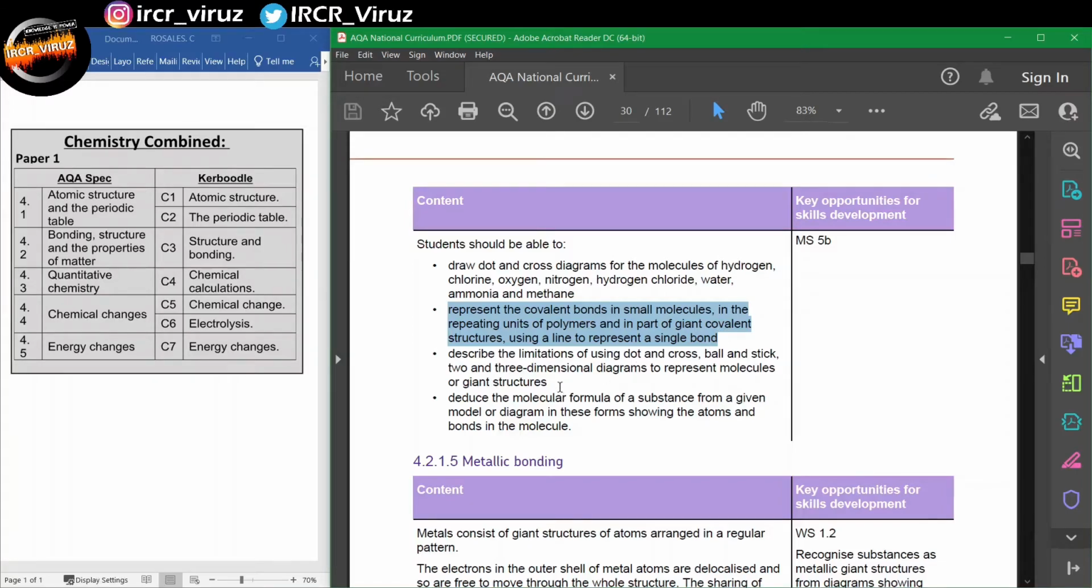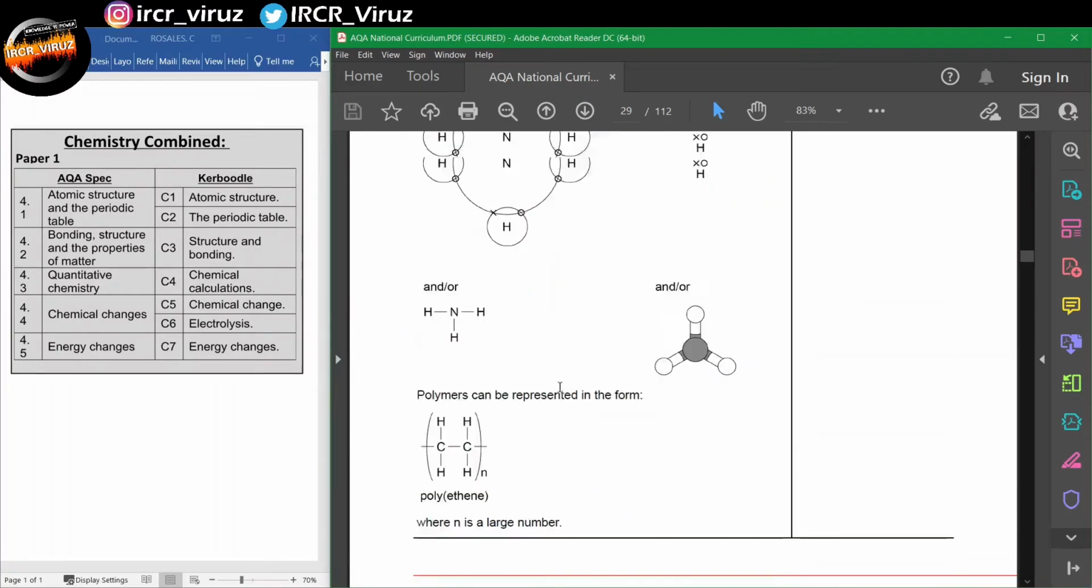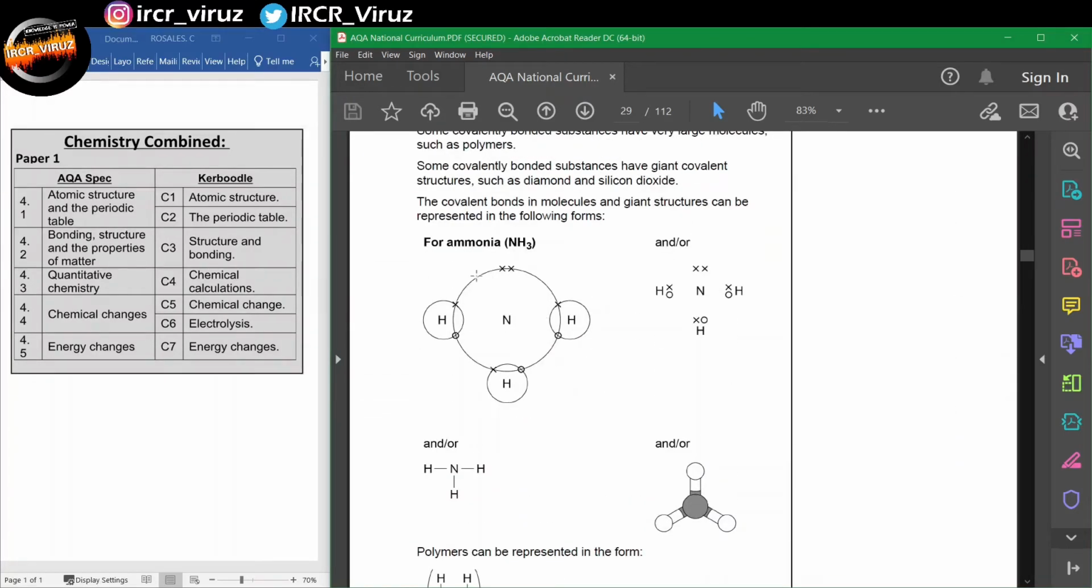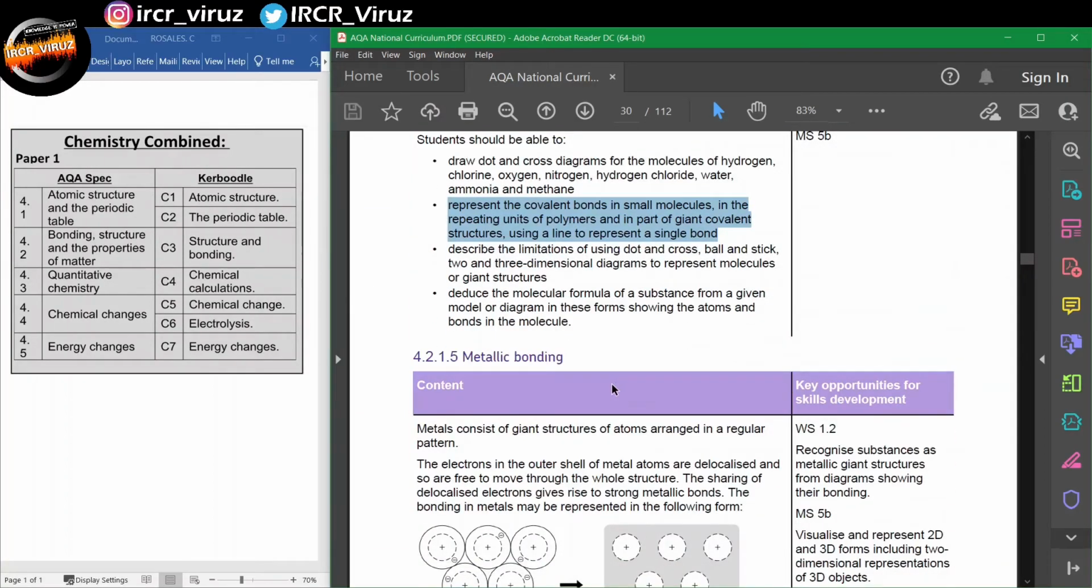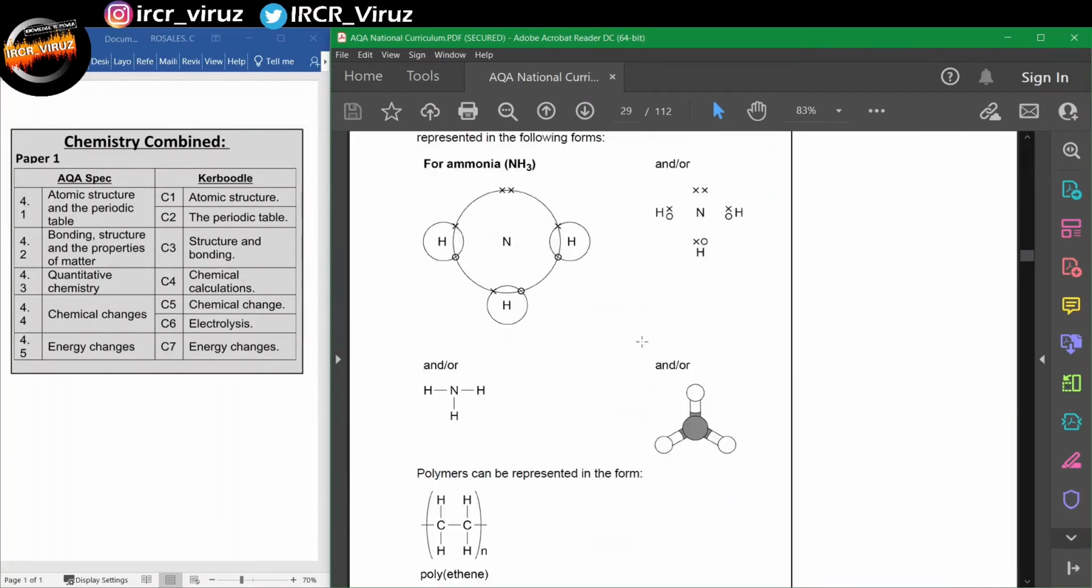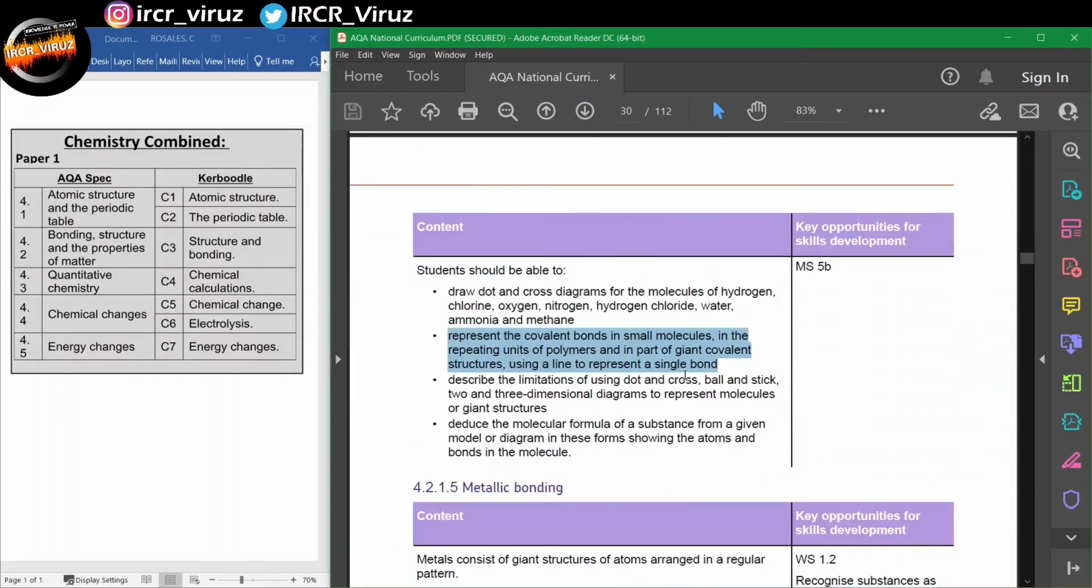Then describe the limitations of a ball and stick diagram, the same thing that you did before. Atoms don't really look like that, okay? So that's something you want to explain, and that's the limitation of it. And it's not everything always in 2D, okay? The molecules are in 3D. Deduce the molecular formula. So if I were to give you this here, what will be the formula? The formula will be NH3, okay? And all of these are the same, it's just different ways of representing NH3, okay?